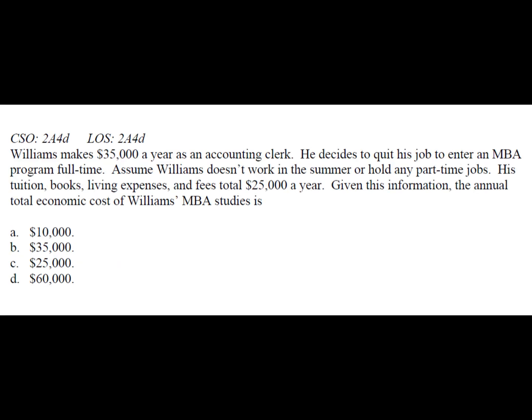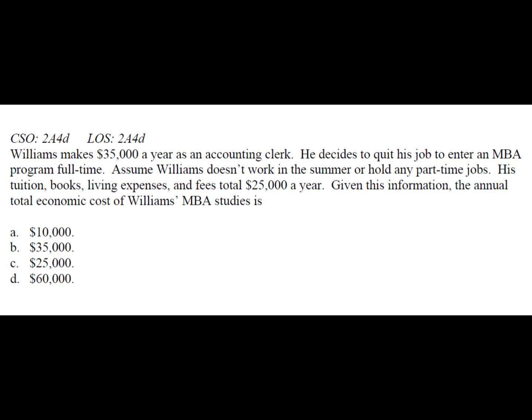This question tests the concept of economic cost, which includes both explicit costs and implicit opportunity costs. It is a fundamental concept in economics and managerial finance and differs from accounting cost. The formula is economic cost equals explicit costs plus opportunity costs. Explicit costs are actual out-of-pocket expenditures, such as tuition, books, fees, and living expenses directly associated with attending school. Opportunity costs represent the income or benefits foregone by choosing one alternative instead of another.